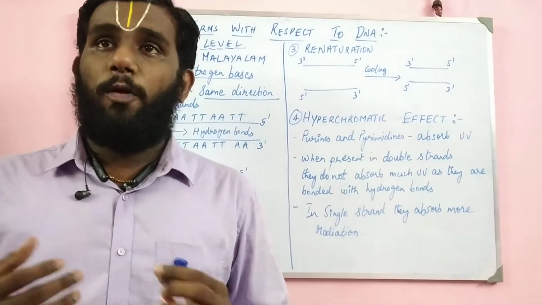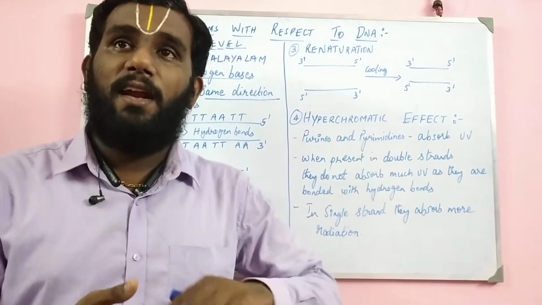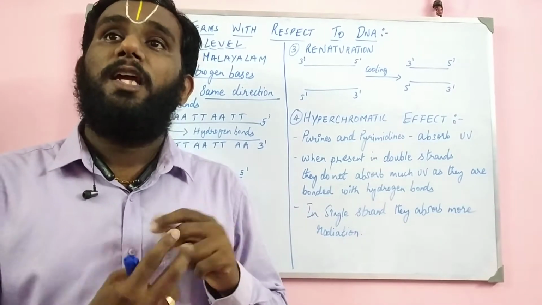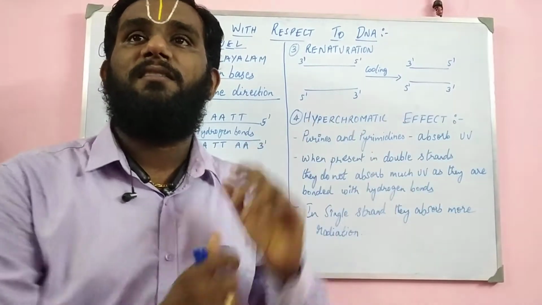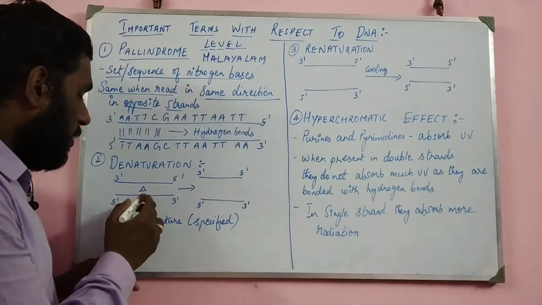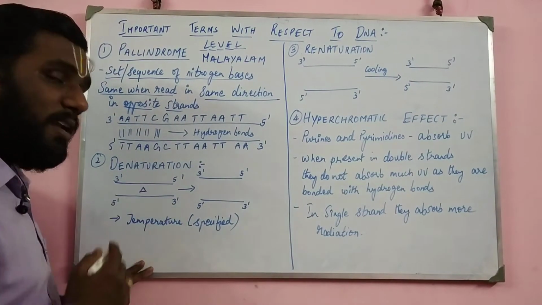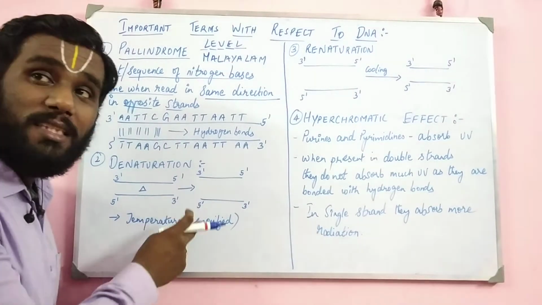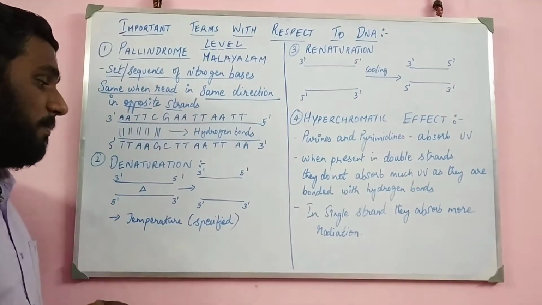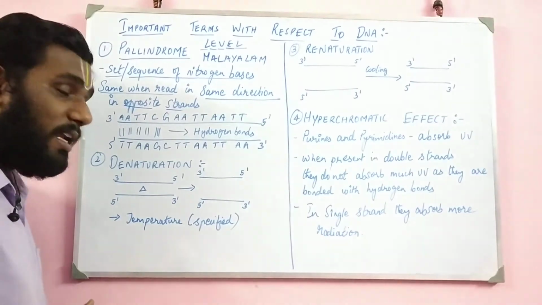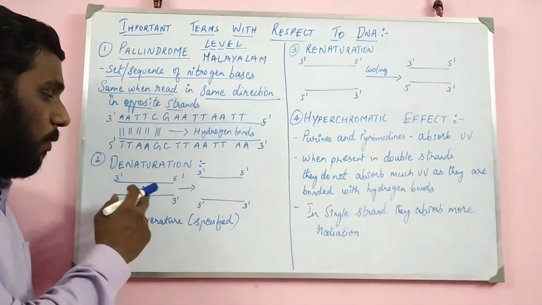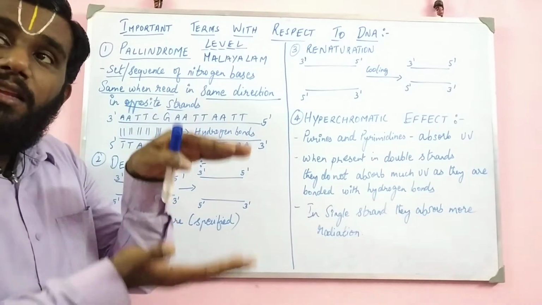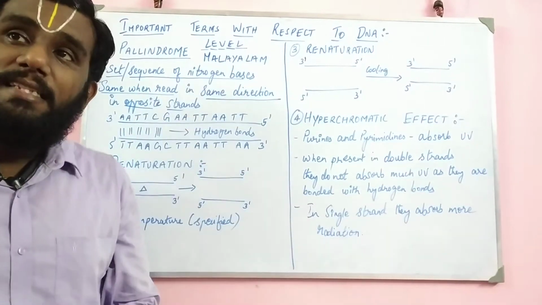Denaturation means the process by which a double-stranded DNA gets broken or separated into two separate single strands of molecules. You can find it here. So what happens here? There is a double-stranded DNA. This double-stranded DNA gets separated into two single-stranded DNA molecules, and these two single-stranded DNA molecules have come only from this double-stranded DNA molecule, and they are completely separated. Earlier they were together, now they are completely separated.